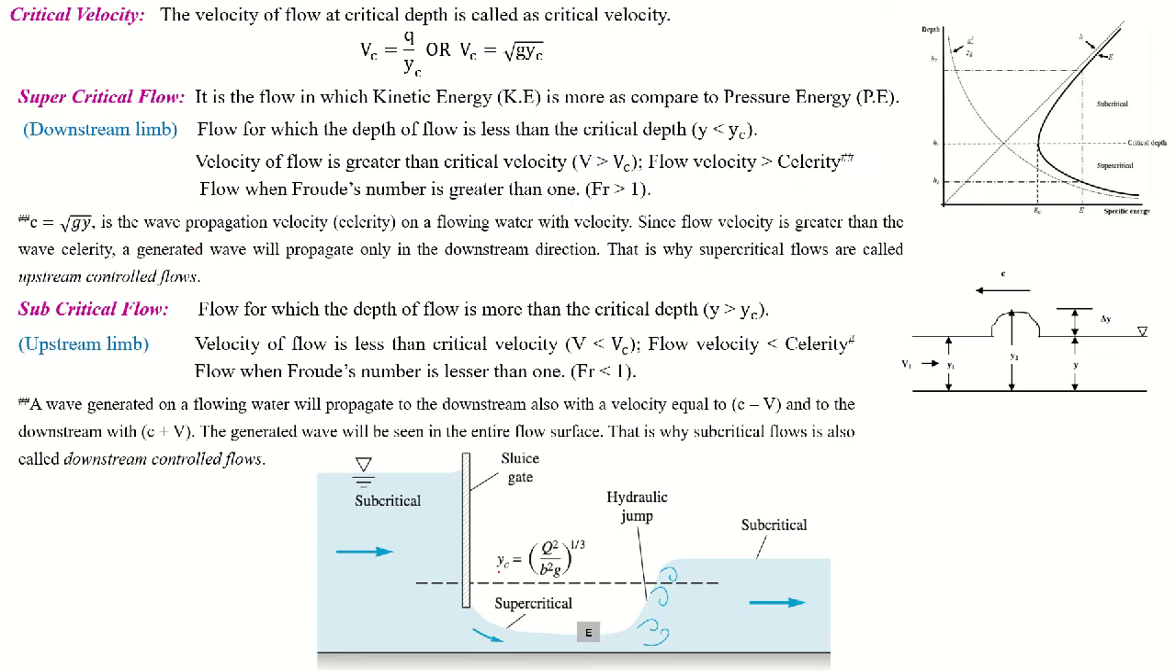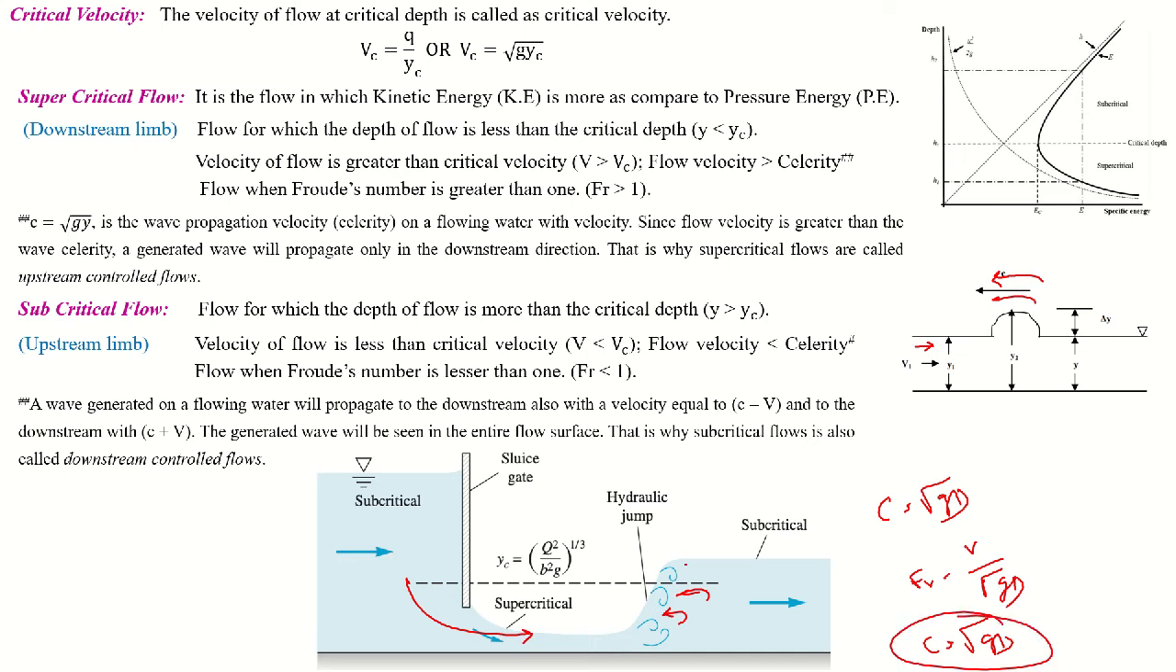Celerity means that when water moves from upstream to downstream, a back wave is created. When water is moving, due to the jump, a back wave or disturbance is created, and that speed C is the root of GD. We know the Froude number is equal to velocity by root GD, so here C is the root of GD. This phenomenon takes place due to gravity, and that is called celerity. In this condition, this supercritical flow section is also called upstream controlled flow.